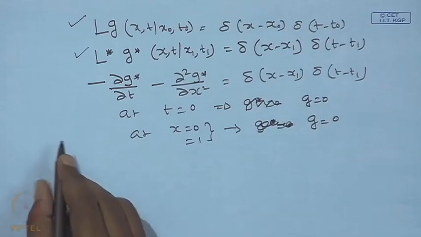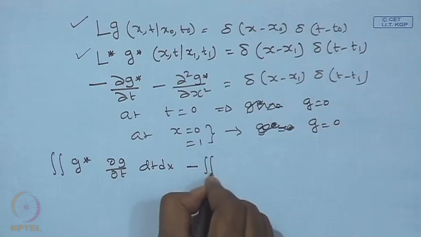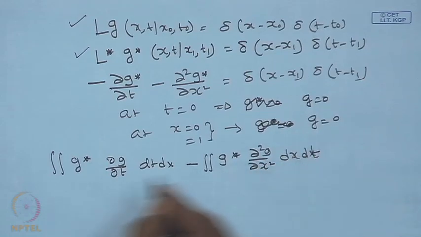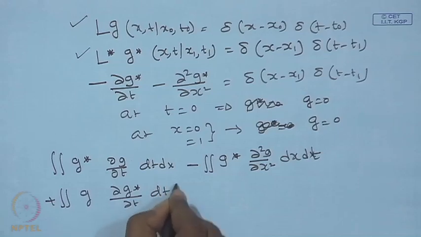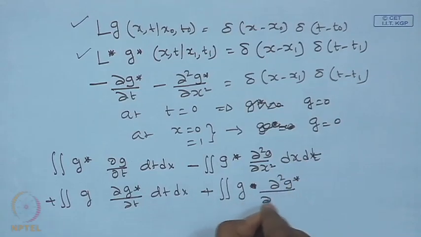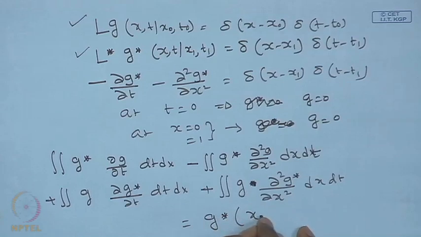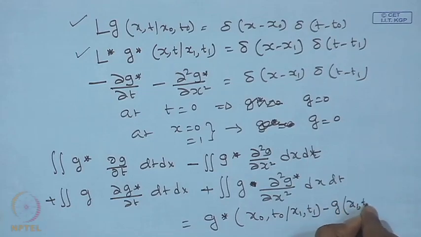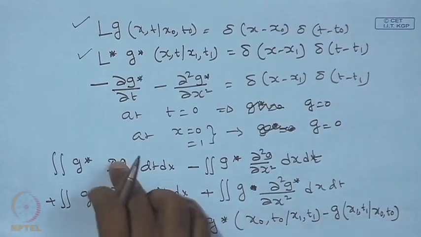If we do that, what we will be getting is the inner product: double integral G star del G by del t dt dx minus double integral G star del square G by del x square dx dt, minus minus plus, so it will be G del G star by del t dt dx plus double integral G del square G star by del x square dx dt, and this will be equal to G star (x naught t naught slash x 1 t 1) minus G (x 1 t 1 slash x 0 t 0).